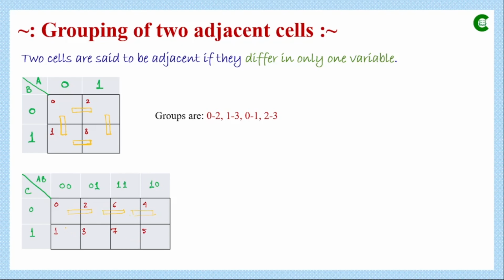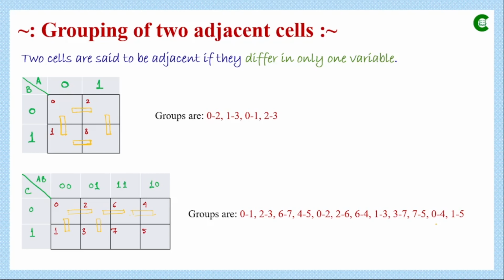And if we go vertically, then 0 and 1 are adjacent cells, then 2 and 3 are adjacent cells, and likewise 6, 7 and 4, 5. So this will be the complete list of groups of two adjacent cells for a 3 variable K map.